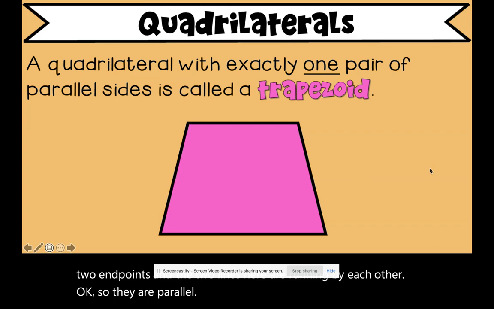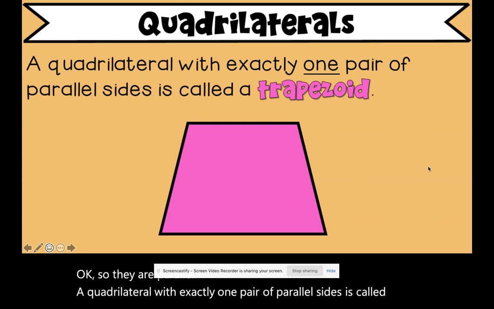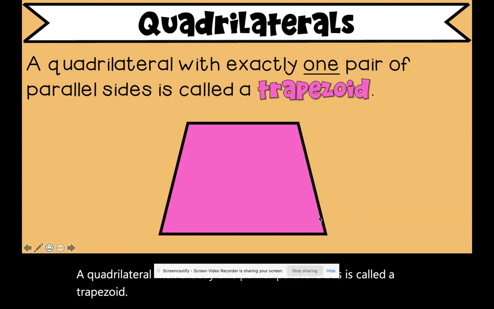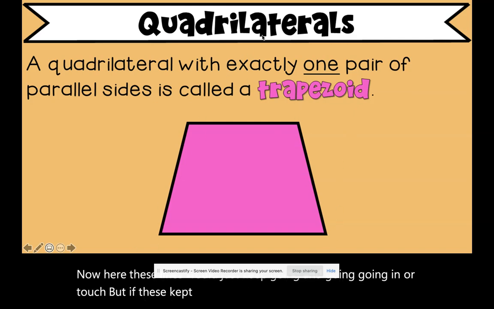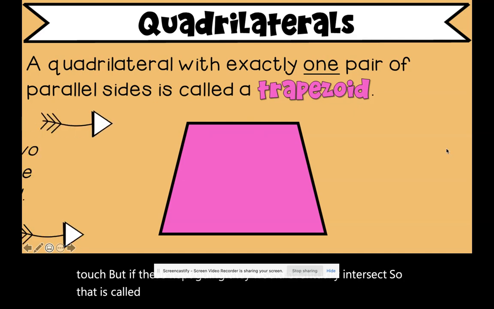A quadrilateral with exactly 1 pair of parallel sides is called a trapezoid. Now, here, these lines would just keep going and going and nowhere touch, but if these kept going, they would eventually intersect. So that is called a trapezoid.